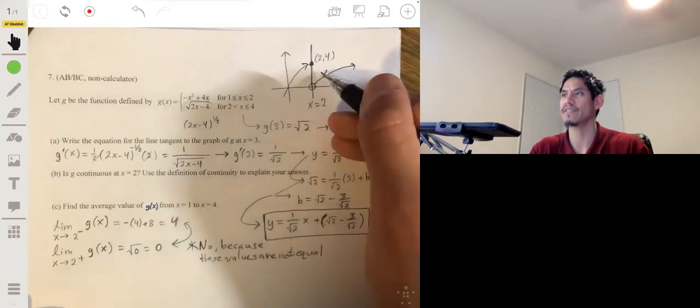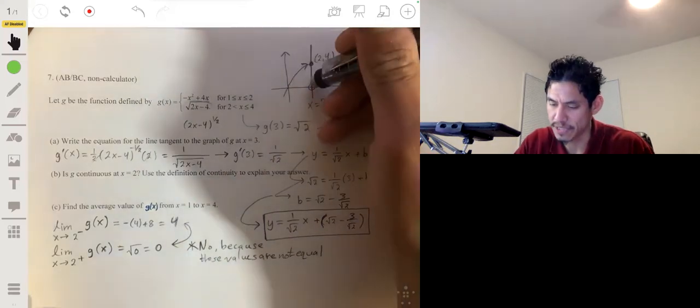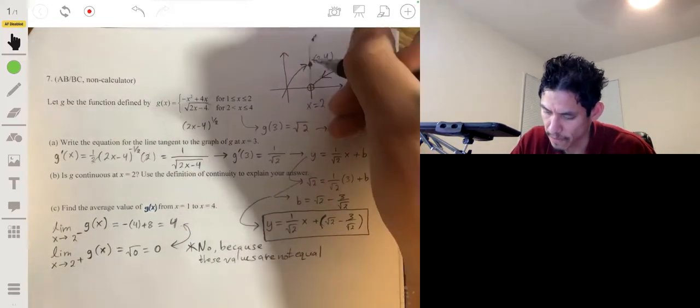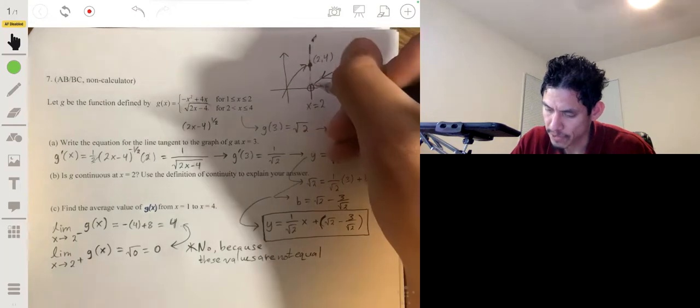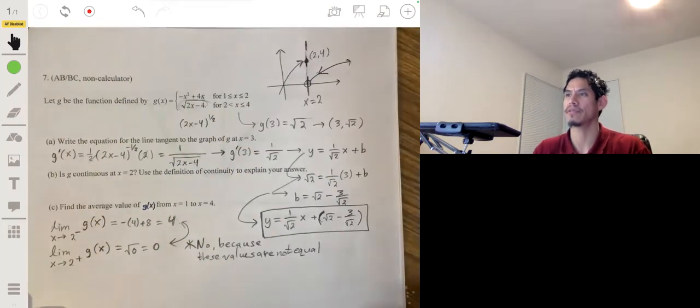So you can easily see on a graph that these pieces are not continuous. Remember, this is just an imaginary line I put in to show you a visual of what's going on there. That's just to give you an idea of what it means to be continuous.